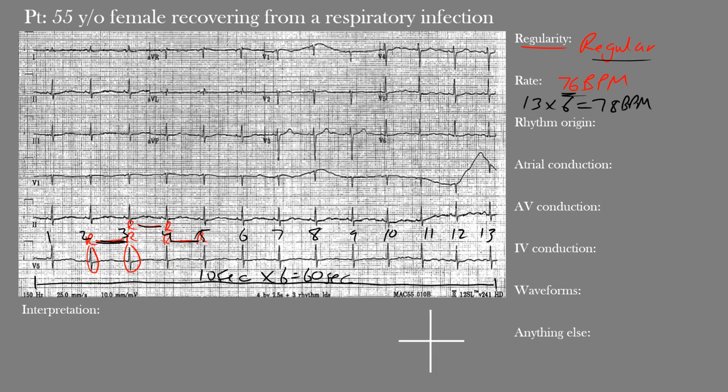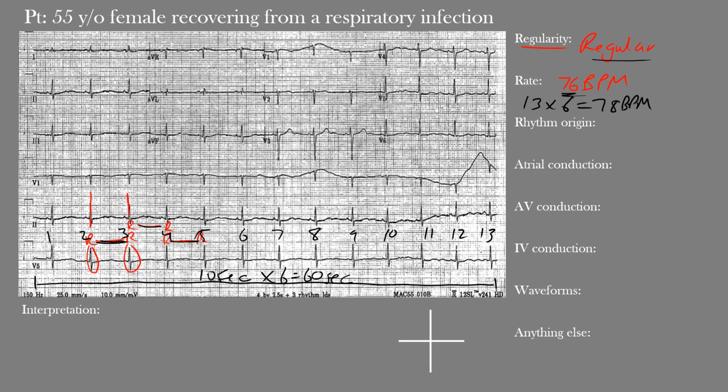Now, because we're dealing with a regular rhythm, there's also another way we can do this, and that's by locating an R wave that falls on one of the thick lines. So we can use this one. Notice it falls on that one. And we're going to count the number of thick lines until the next R wave. So here's our next R wave.